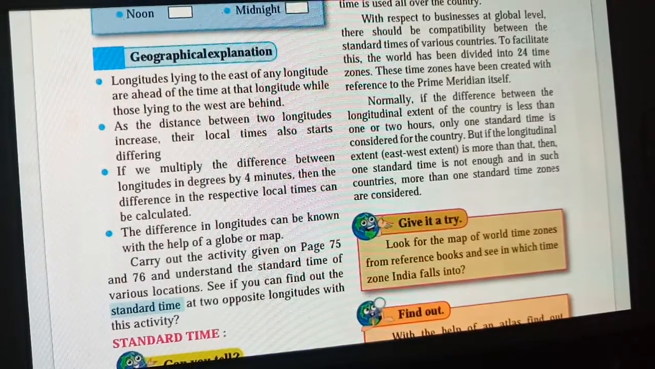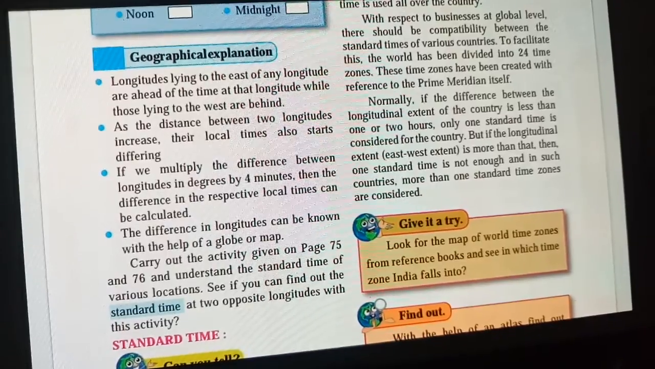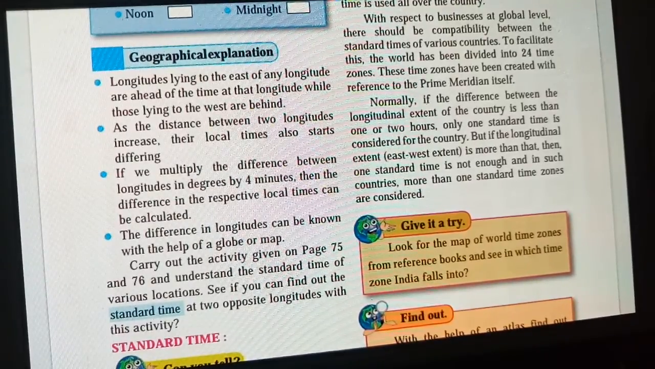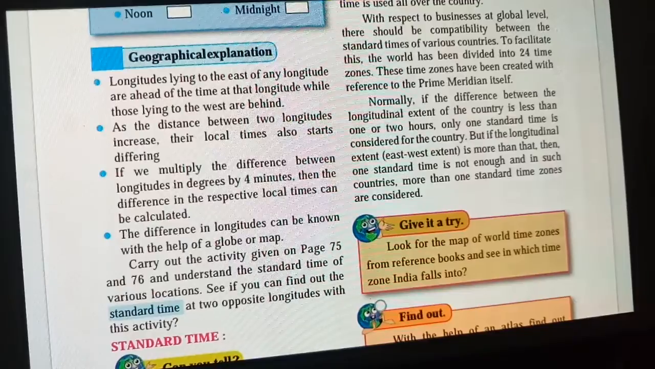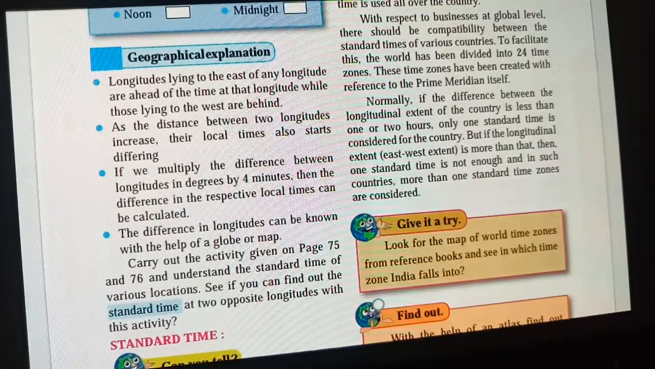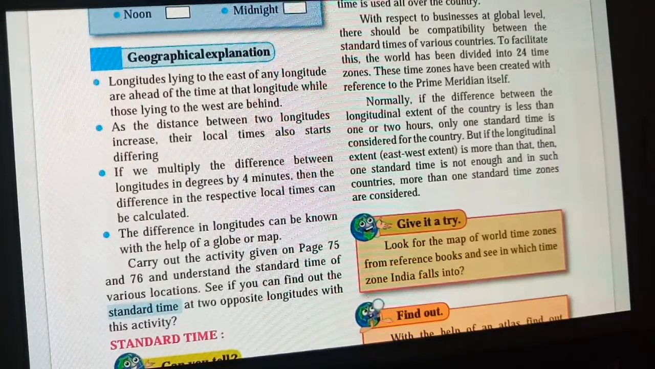Today we will discuss the first chapter in geography, that is local time and standard time. Now we will discuss the geographical explanation.